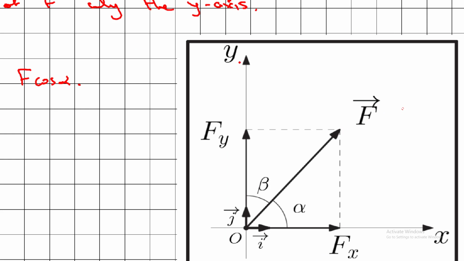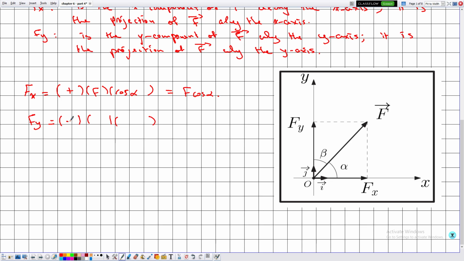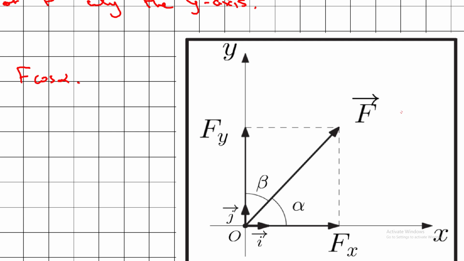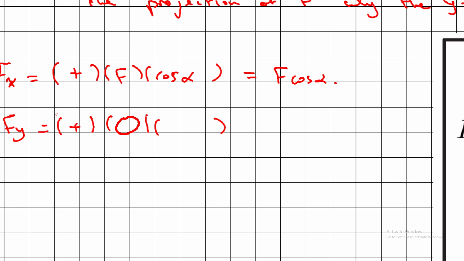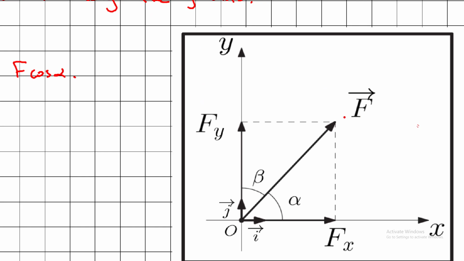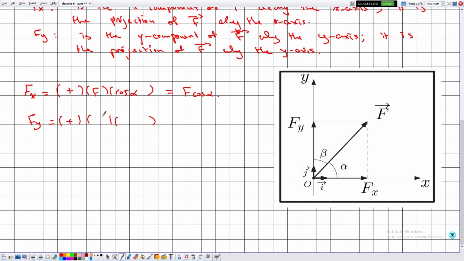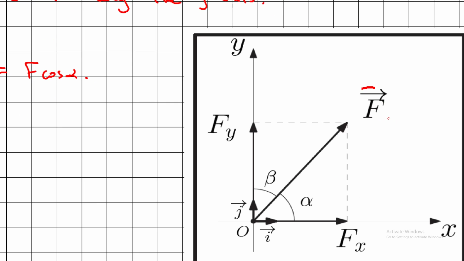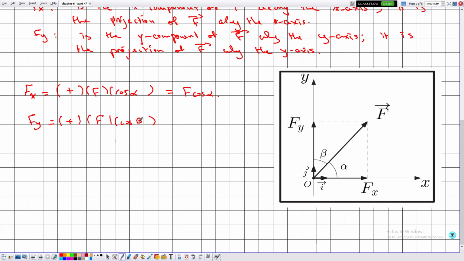Notice that it's pointing in the same direction, so this is a plus. Now the second factor is the magnitude. The magnitude of the force f, we simply drop down the vector, is given by f multiplied by cosine of the angle between the force f and the y-axis, which is the angle beta. So in this case, this is equal to f cosine beta.